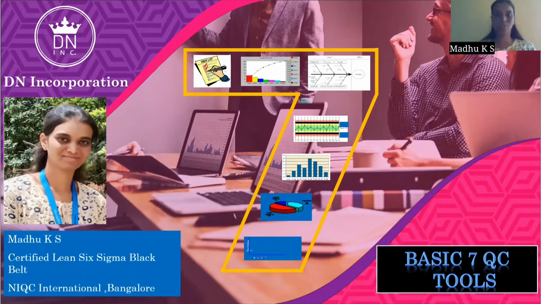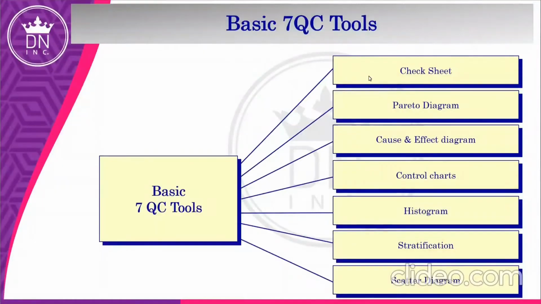Today I will show you the basic 7QC tools and how they would be useful in your organization with a few examples. In this slide, I will show you what the 7QC tools are. First is the check sheet, Pareto diagram, cause and effect diagram, control charts, histogram, stratification, and scatter diagram. These are the basic 7QC tools. In the next slide, I will explain each and every tool with the help of examples.